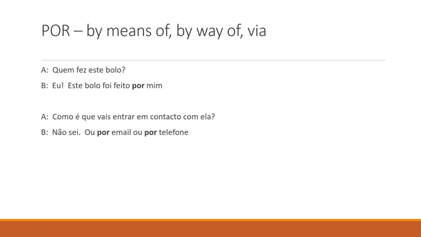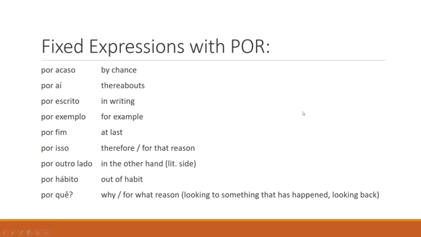So how are you going to get in contact with her? I don't know. Either by email or by phone. So this is the way, the method that you get getting in touch with her. So we often use por for this kind of situation. Okay, tá bem? So these are the examples where you can get some logic there. Other times we've just got fixed expressions and we can't really work it out. We've just got to learn that these expressions mean this.